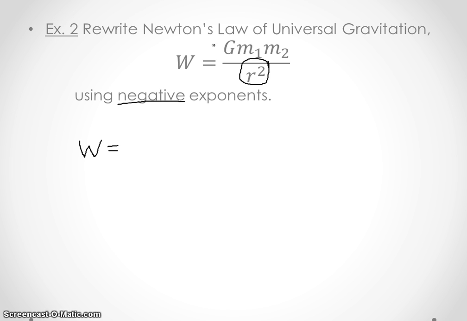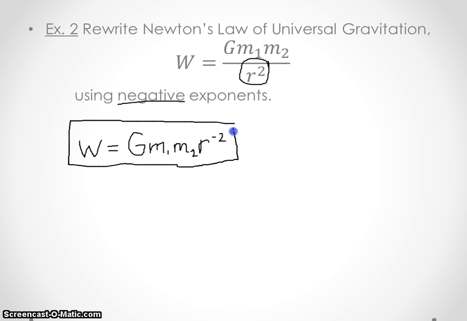So all of this stuff is on top, so I'm going to leave it where it's at. We're just going to say g of mass 1, so m sub 1, and then mass 2, which is m sub 2. And now if we wanted to pop this guy upstairs, if we are moving its place, we have to make it the opposite sign of what it was. So we have r not to the positive 2 anymore. This would be r to the negative 2 power. And now everything's upstairs. That's what they wanted by negative exponents. They wanted everything to just be on one line, no fractions involved, but having a negative exponent, which I guess they like better.